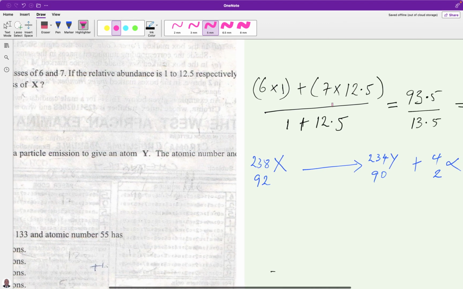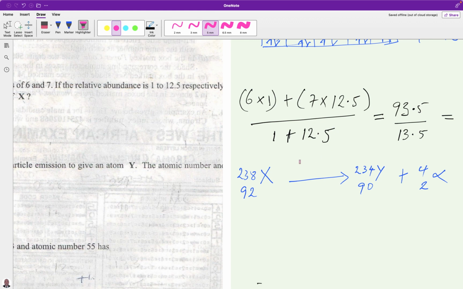As we said the other time, the relative atomic mass is the sum of the isotopic mass times the relative abundance, divided by the sum of the relative abundances. So the isotope with mass 6 times its abundance of 1, that is 6 times 1, plus the isotope of mass 7 times the relative abundance of 12.5, divided by the sum of their relative abundances, which is 1 plus 12.5.